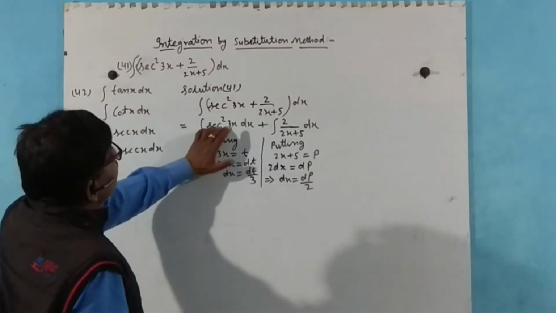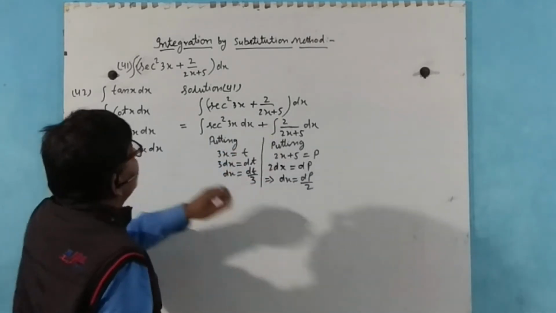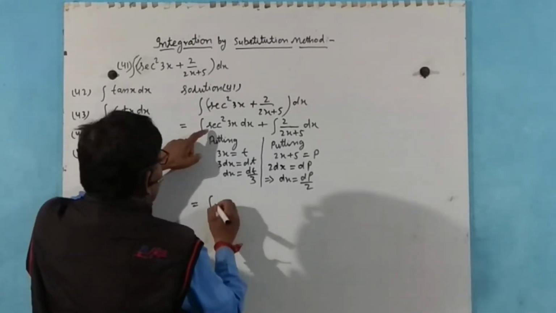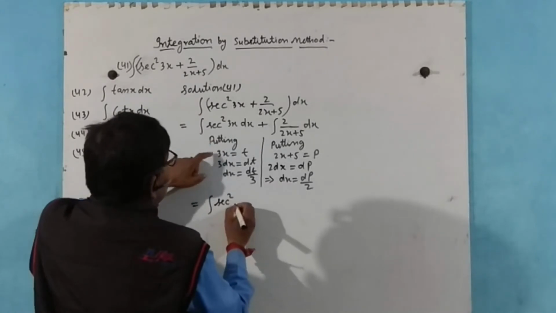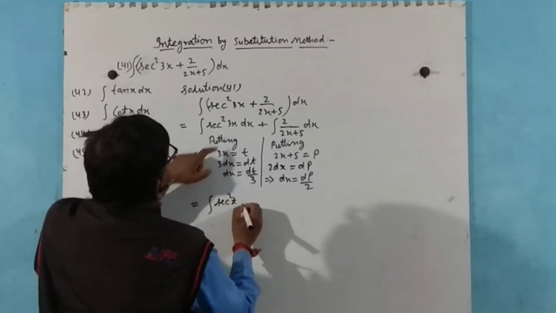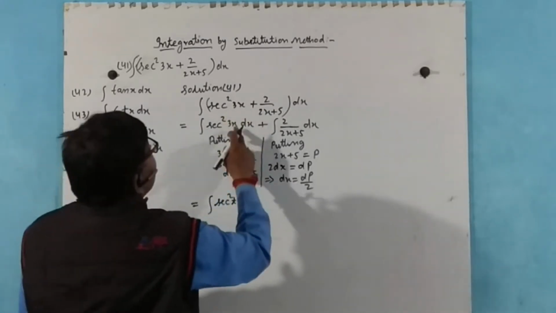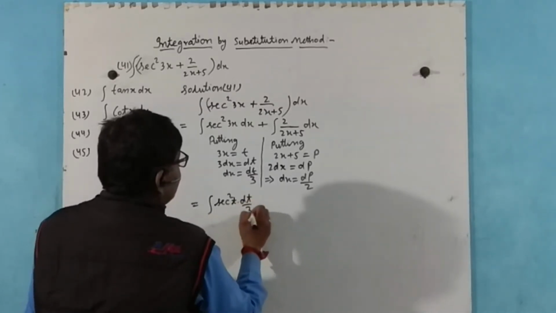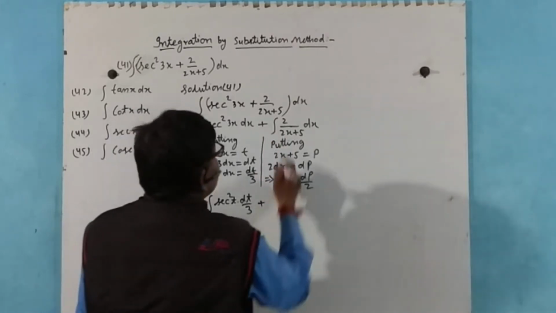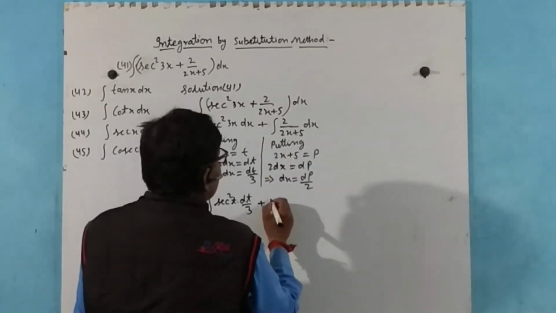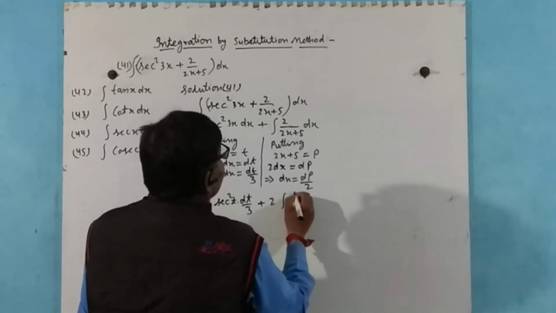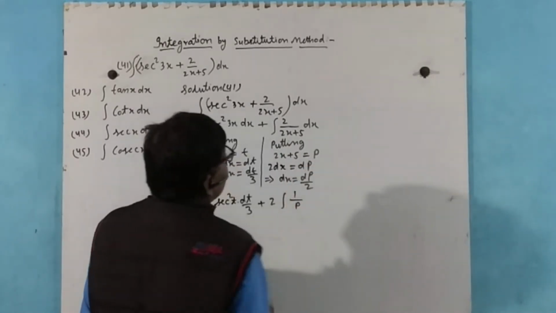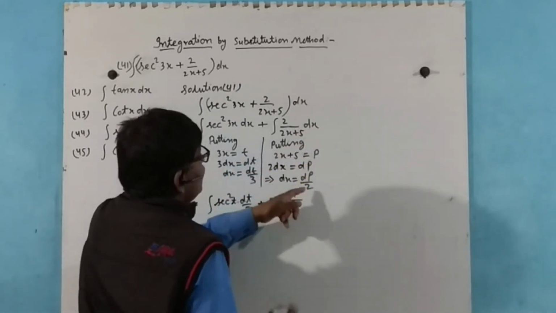Now putting this in the question. Now here integration of sec square, 3x equal to t and dx equal to dt by 3, plus in this case 2 comes here, so that 2 of integration of 1 by 2x plus 5 equal to p and dx equal to dp by 2.